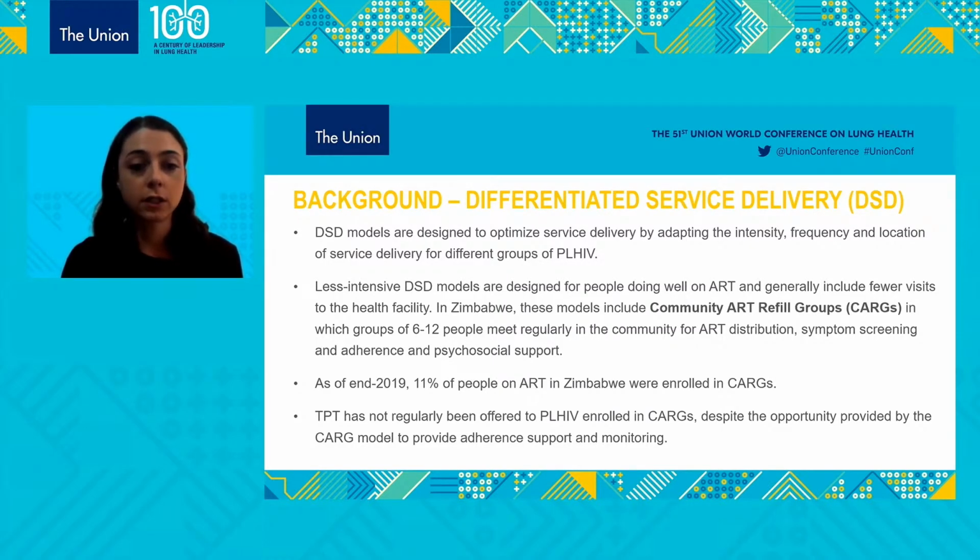In Zimbabwe, one of the DSD models offered is community ART refill groups, or CARGs, in which groups of 6 to 12 people, led by a CARG leader, meet regularly every 3 months, in this case, in the community for ART distribution, symptom screening, and adherence and psychosocial support. At the end of 2019, 11% of people on ART in Zimbabwe were enrolled in CARGs. CARGs may be an opportunity to expand TPT coverage and enhance TPT completion.